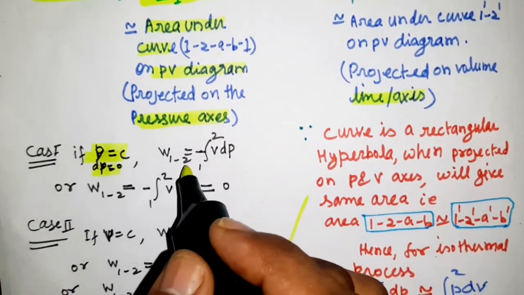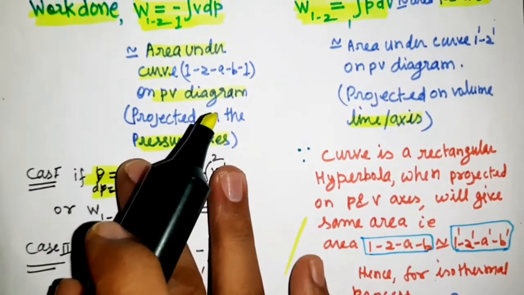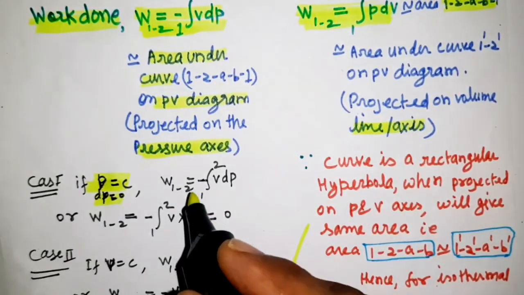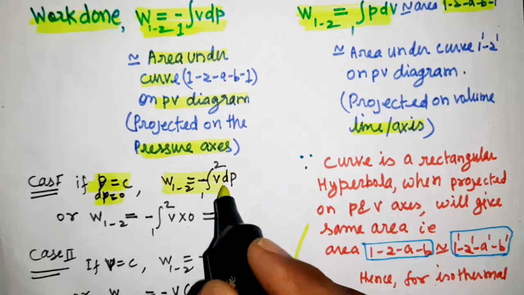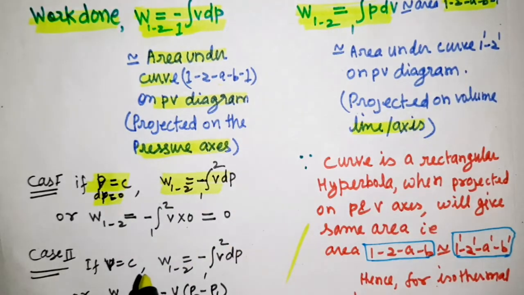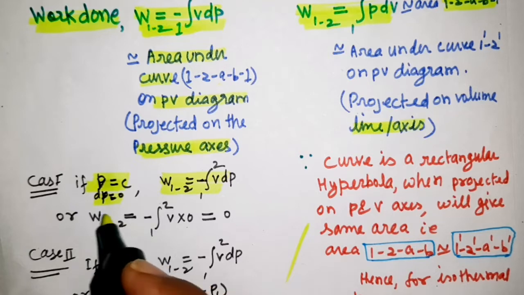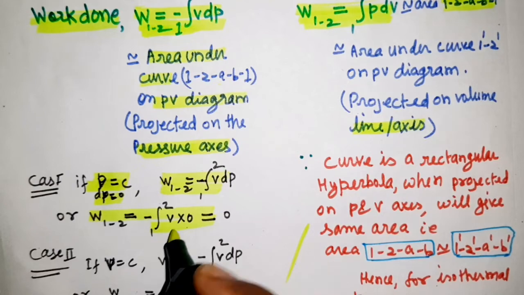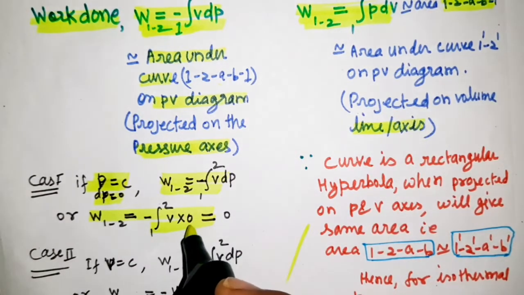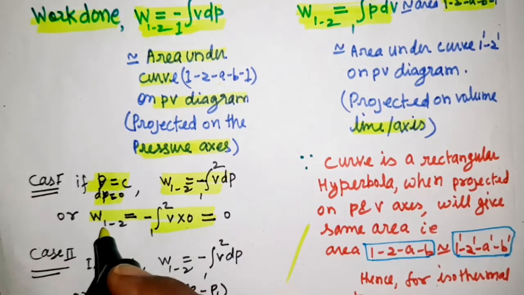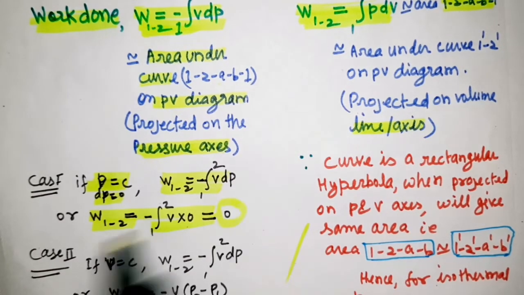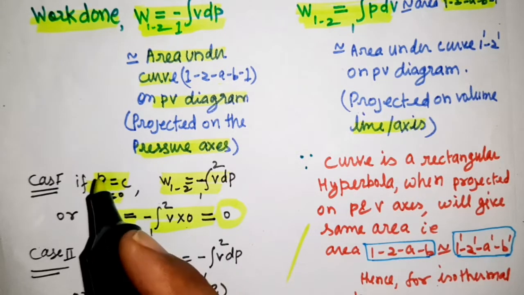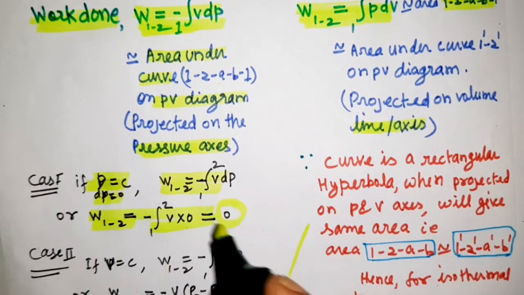Now we will apply this formula, W1 to 2 is equal to minus integral V dP. This formula can be applicable for this condition. Here dP is equal to 0, then this term will be 0, hence work done during this process is equal to 0. So we can say for the isobaric process, work done in an open system will be 0.